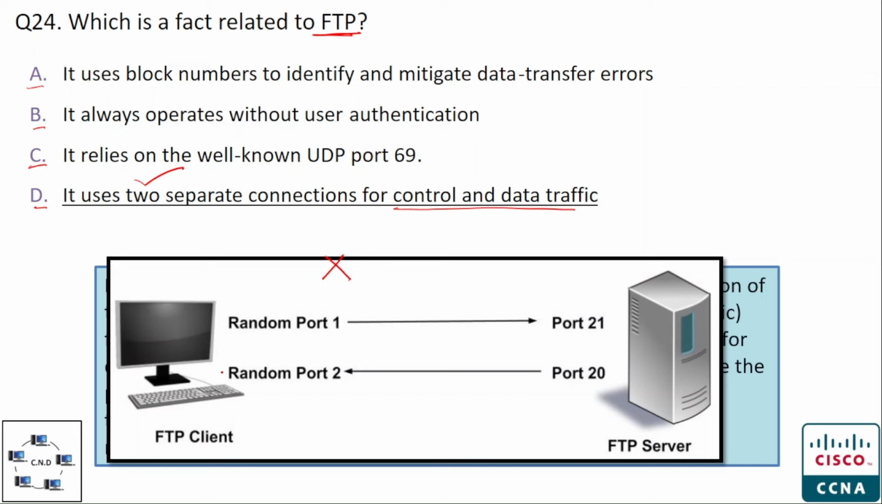So this is what we are talking about. The connection between the FTP client and FTP server is based on two parts. One is the data connection, which uses port 20 on the server, and the second one is the control connection, which uses port 21 on the server. So this is the fact about FTP, that two separate connections for control and data traffic are used. The control connection means that control commands are sent between server and client, while the data connection means that when the client downloads data, the actual data is downloaded from the server to the client.